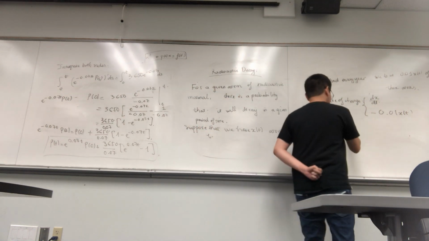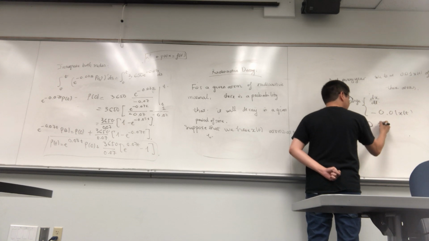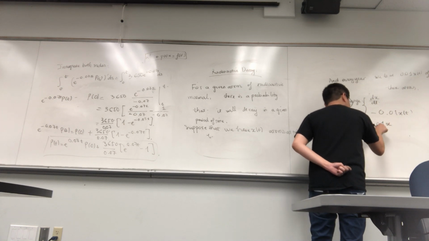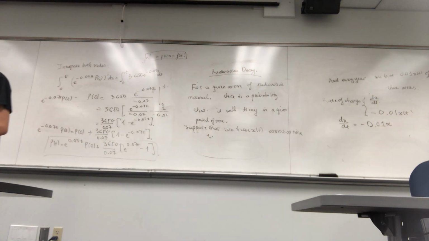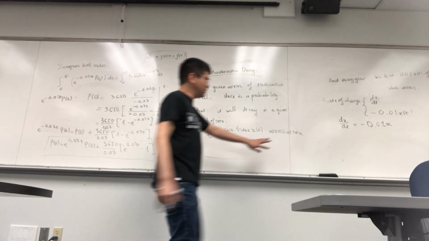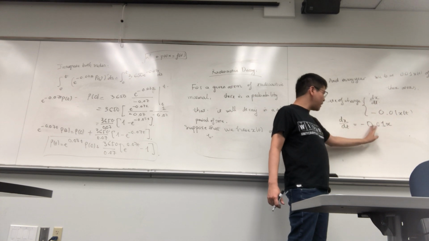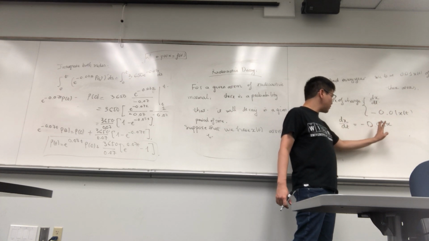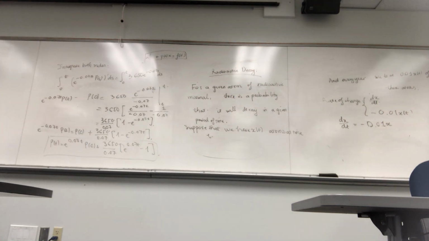So you're going to have dx over dt is equal to minus 0.01x. All right? It's clear? So in this case, you are losing particles, you are losing atoms. So you're going to have dx over dt is equal to minus 0.01x. And so how can we solve this equation?